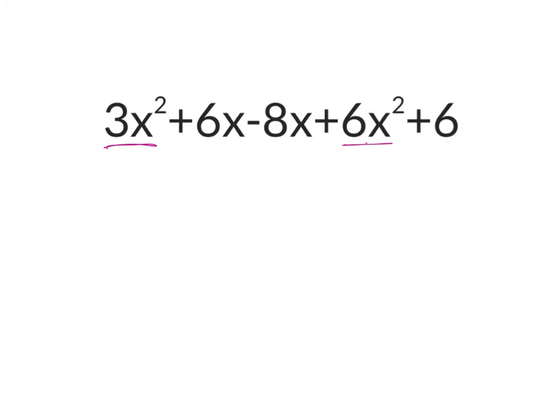6 has no variable or exponents with it, so this is just a constant. It can only be combined with constants. So I'm going to go ahead and combine 3x squared and 6x squared. Remember, we're only adding the coefficient. So if I have 3 of something and then I have 6 of something and I put them together, I have 9 of that something. And that something in this case is 9x squareds. Cross them off because you've used them.